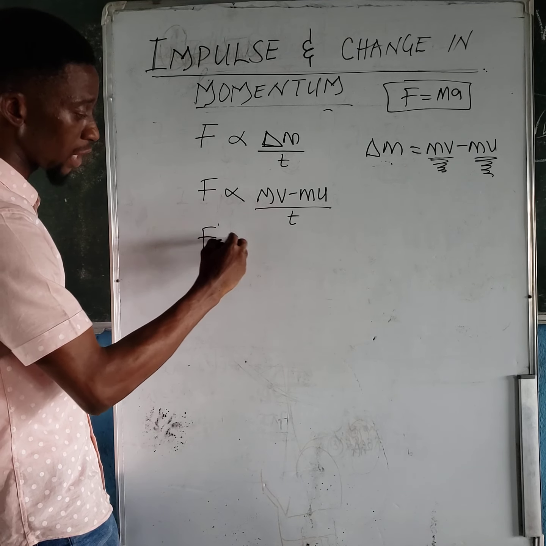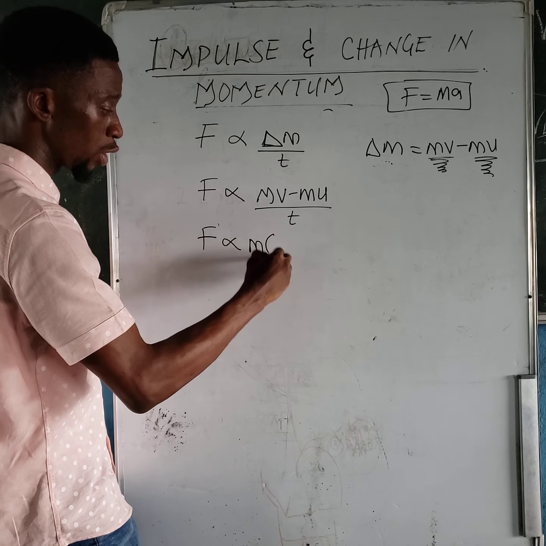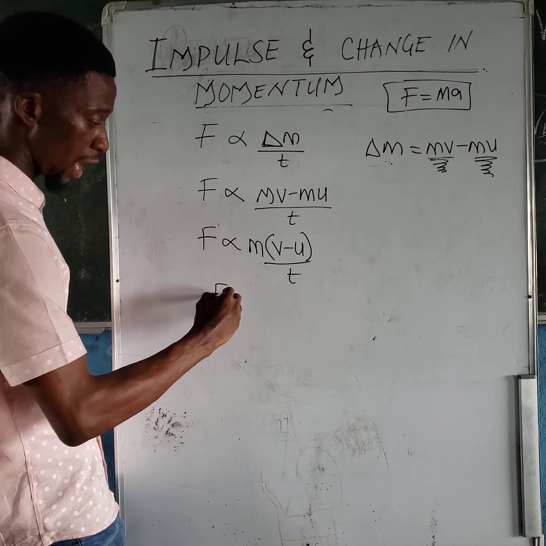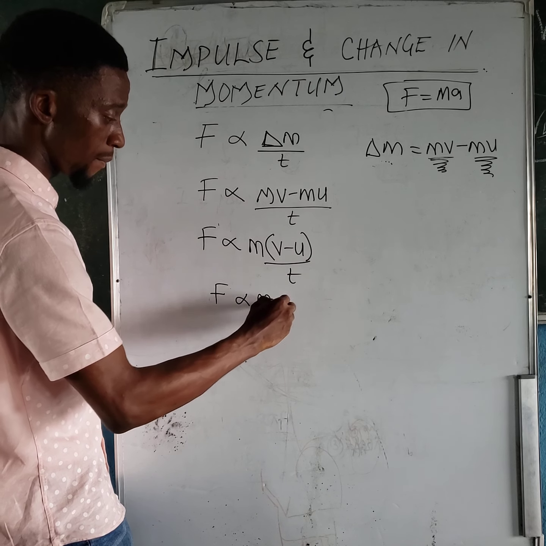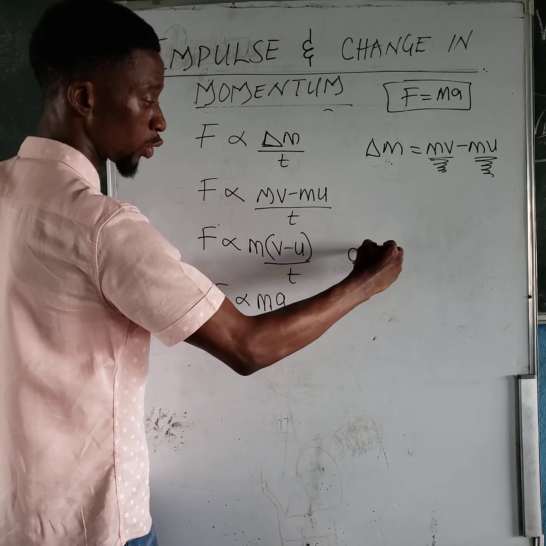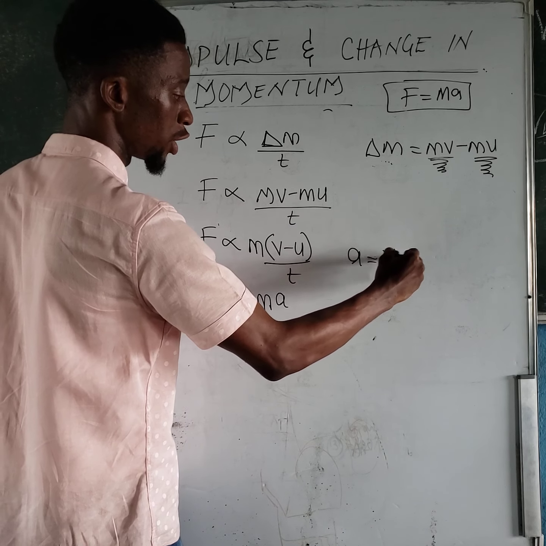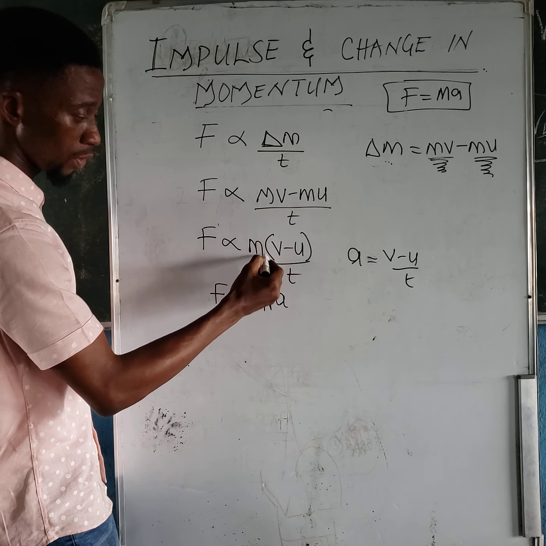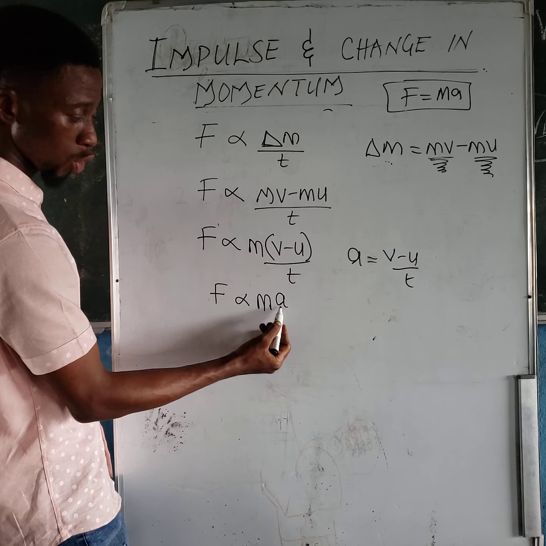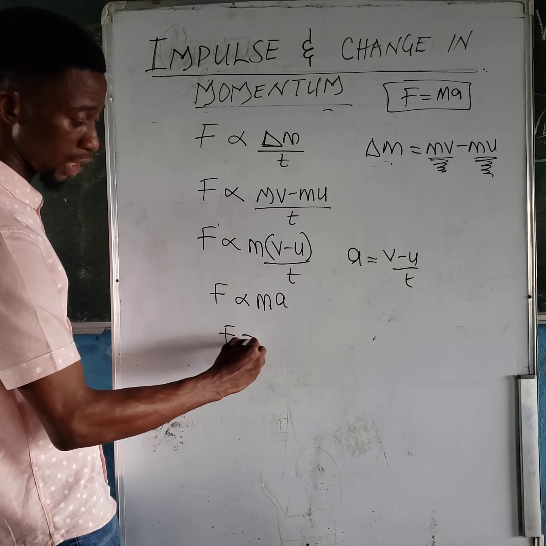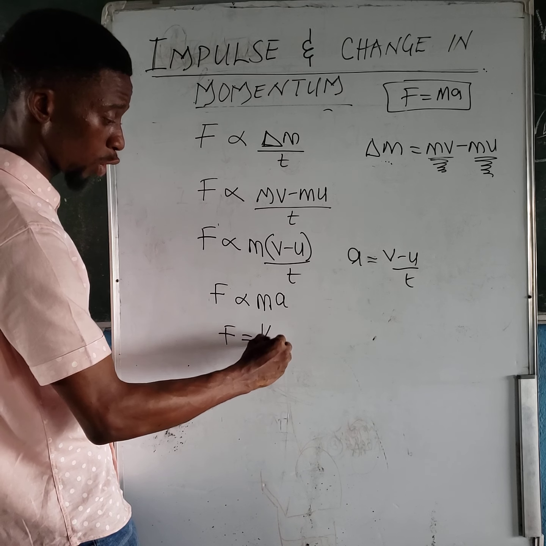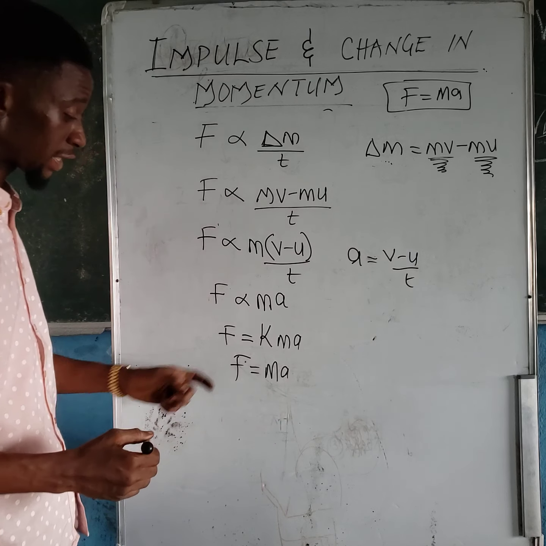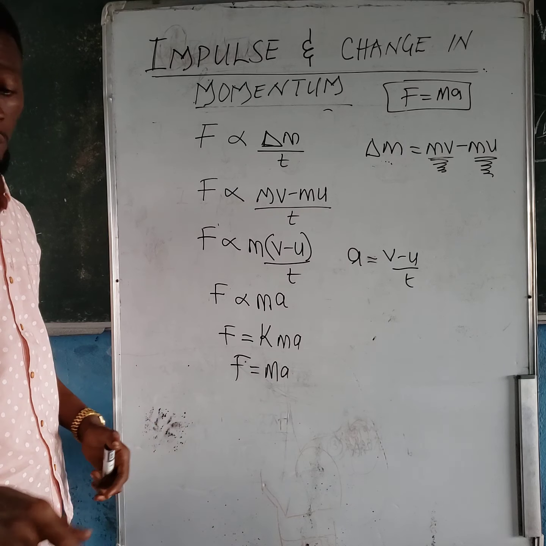So if we go further, we have that F is directly proportional to m into (v minus u) all over t. So this gives us F directly proportional to ma, because a is equal to change in velocity over time. So all of this now represents a. Then, to remove the sign of proportionality, we have a constant k, and k is equal to 1. So that gives us F is equal to ma. That is how we arrived at F is equal to ma.